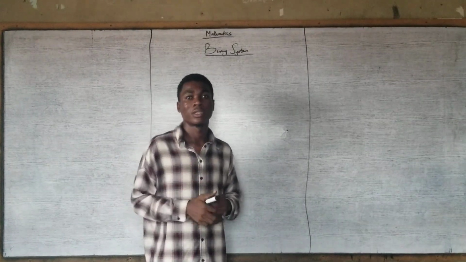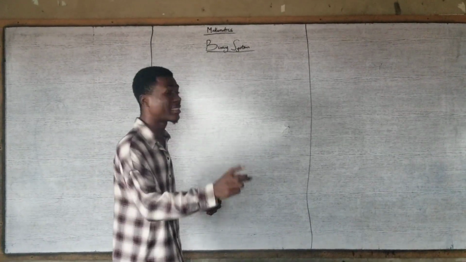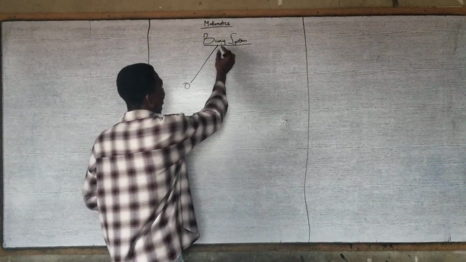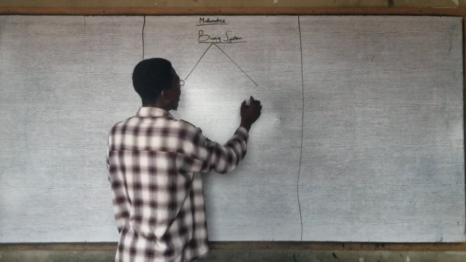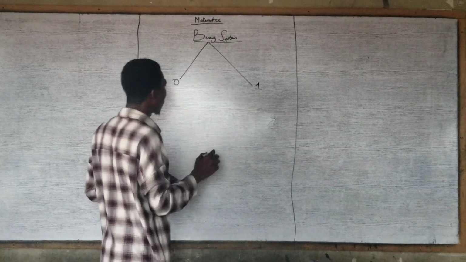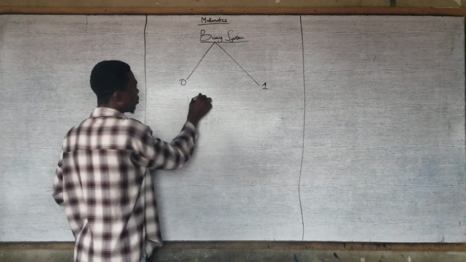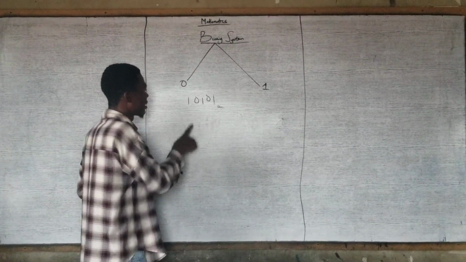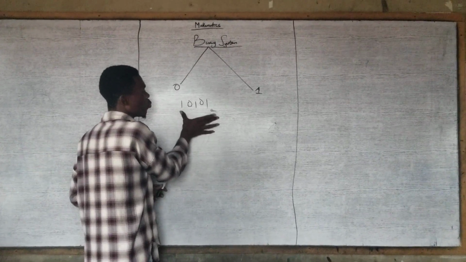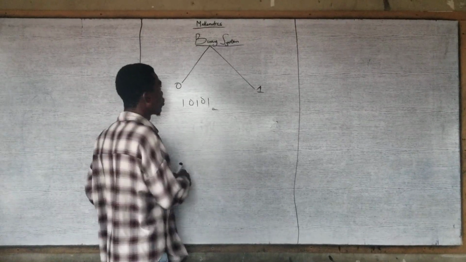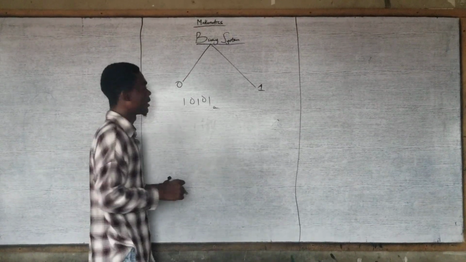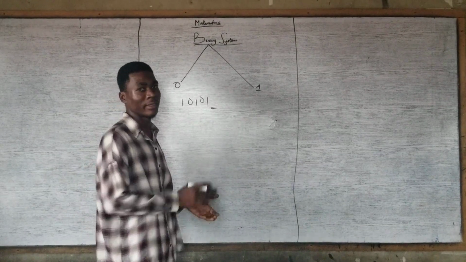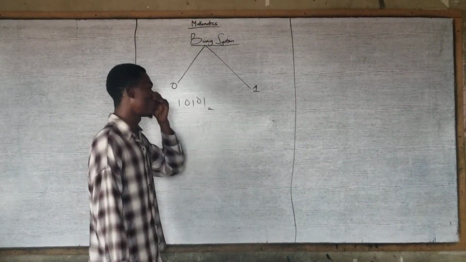What I really want us to understand concerning the binary system is that it consists of two things you need to know. The smallest number in the binary system is 0, while the biggest number is 1. So whenever you see a number like 10101, it is mostly in base 2. Today we are dealing with the conversion of the binary system to base 10.